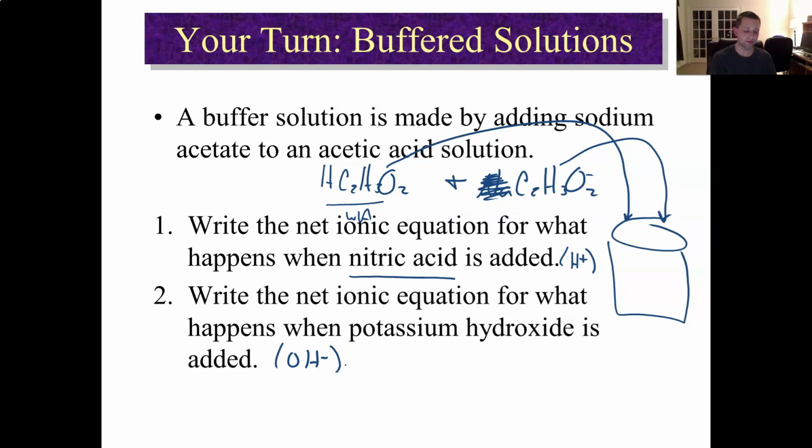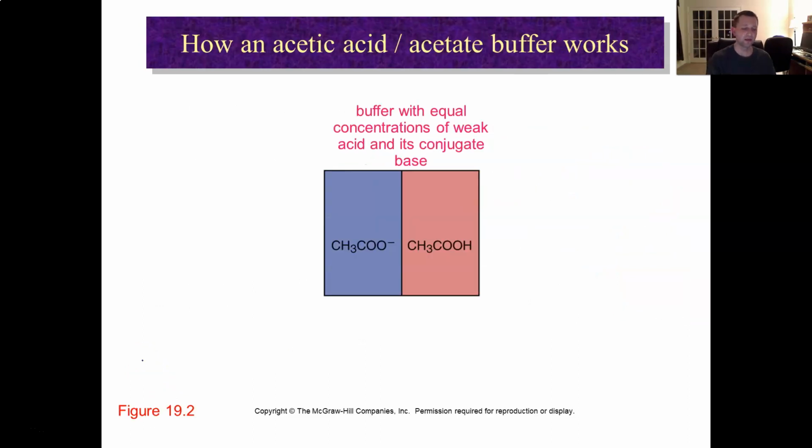If you take a look at the first one, we're going to add nitric acid, which is just H+. I have it on the next slide here. This is just another way to write the acetate ion here, and then the acetic acid formula here. So it's just another way to write it. So it's still C2H3O2-, and here it's still HC2H3O2. Okay?